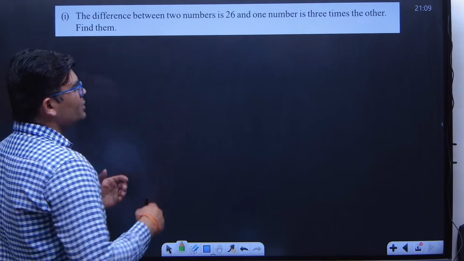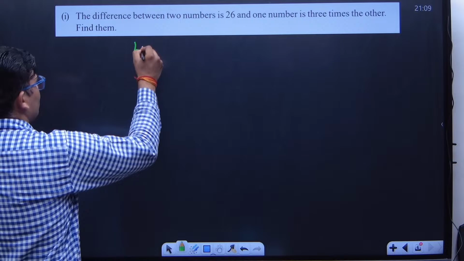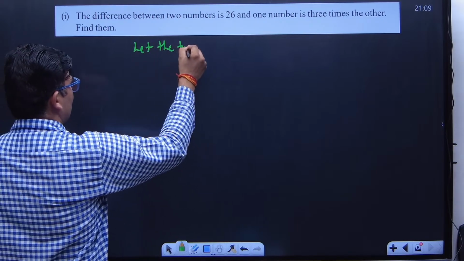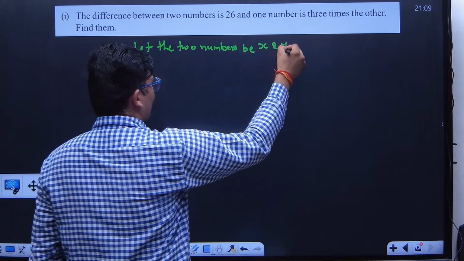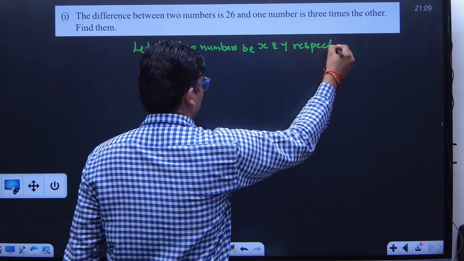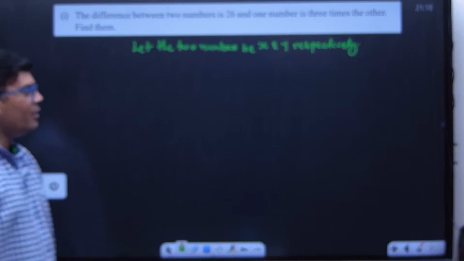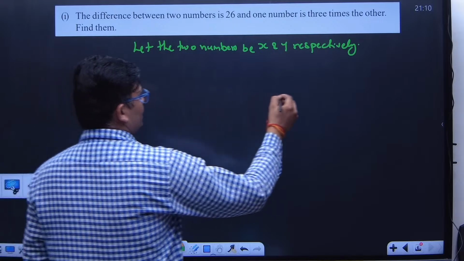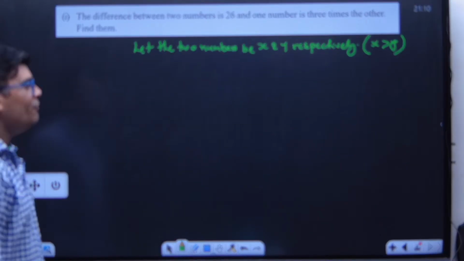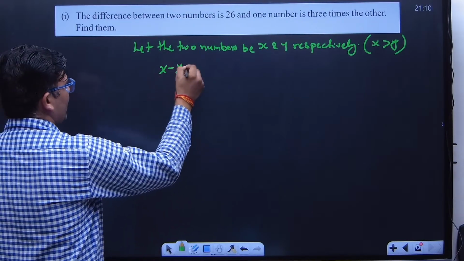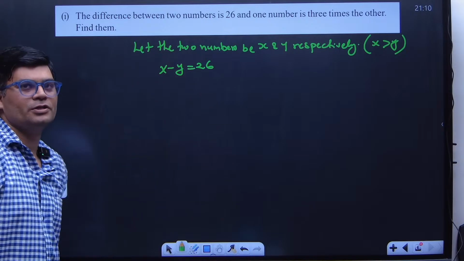So we don't know the numbers, so we will name them x and y. So we will write, let the two numbers be x and y respectively, with x greater than y. This you will mention. So the first equation is x minus y is how much? 26. Now what will be the second equation?